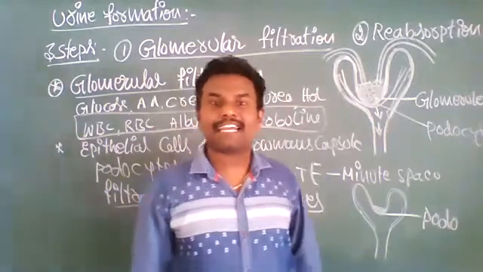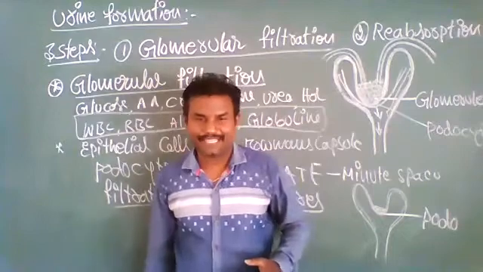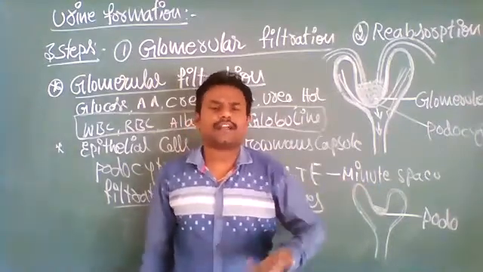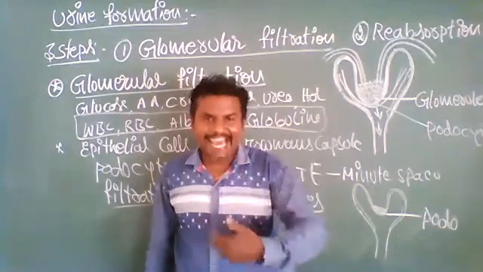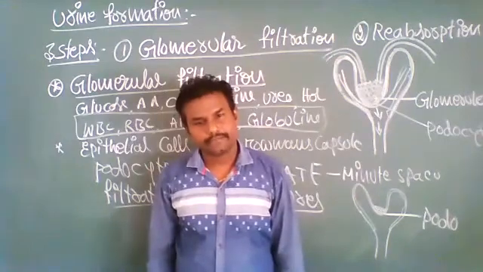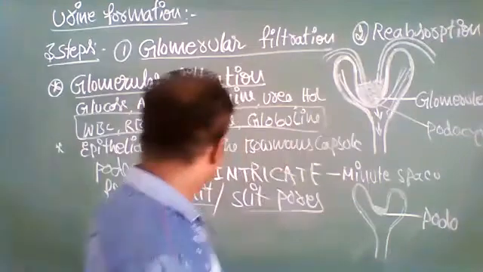Veins, superior vena cava, inferior vena cava, we discussed that. So the veins present in the kidney region are called renal veins. These veins carry those substances back to the body parts through blood. Okay, that's it.